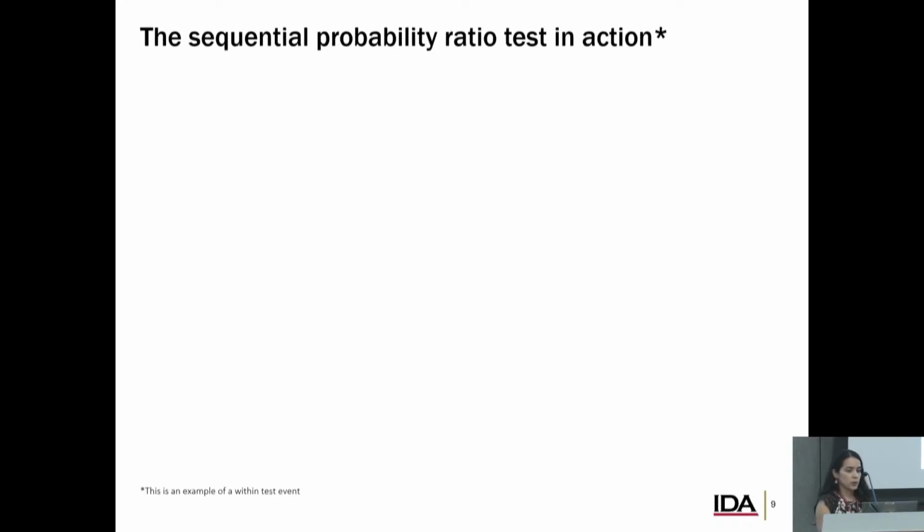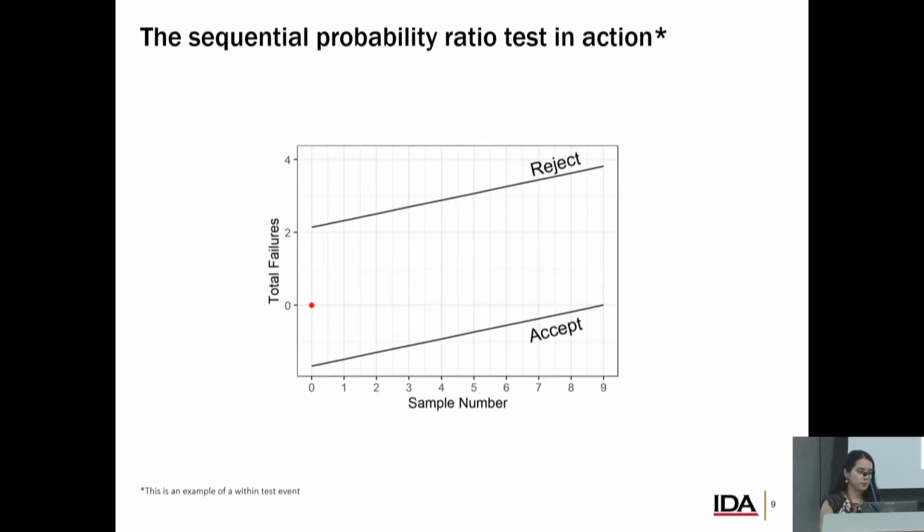What does this look like in action, if I have just the one test? Let me first orient you. You have the total number of failures, cumulative, on the y-axis, and then you have your sample number: first shot, second shot, third shot, and so on and so forth. And then we compute our acceptance and rejection regions. And then I'm just going to start getting some data.